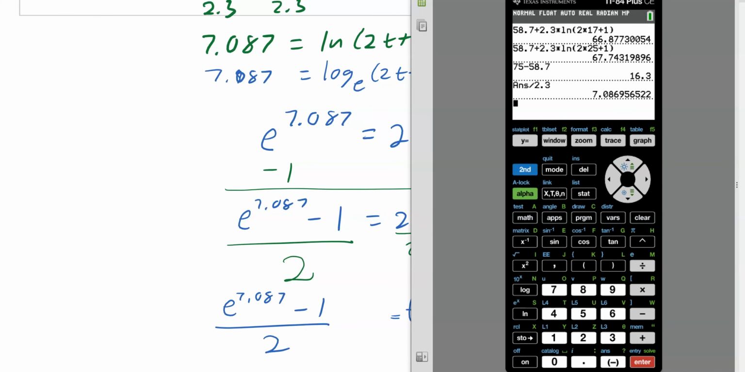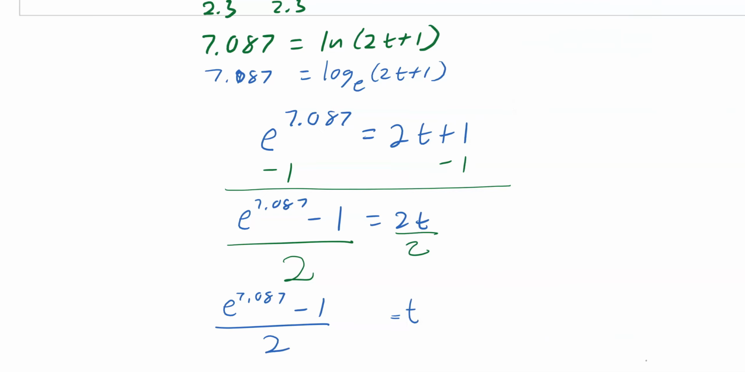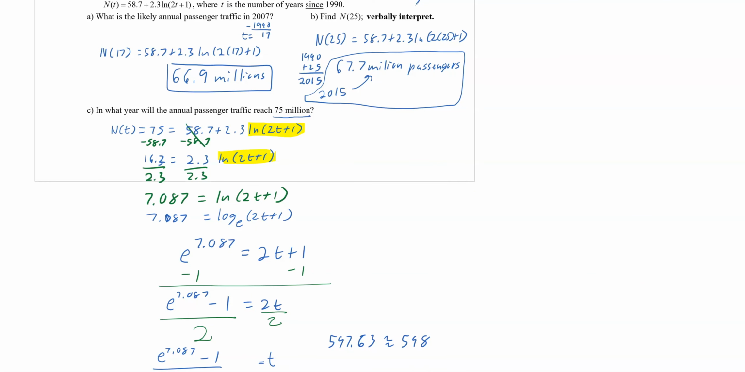So if we plug that in our calculator, so we go second e. And instead of entering it, we can just go back up, grab it, scroll out of there, put minus 1. Hit enter, hit divide by 2, hit enter, and we get 597.63. So we'll just say 597.63, that's approximately 598. So if we take that, it's a lot of time, right? That is the number of years since 1990.